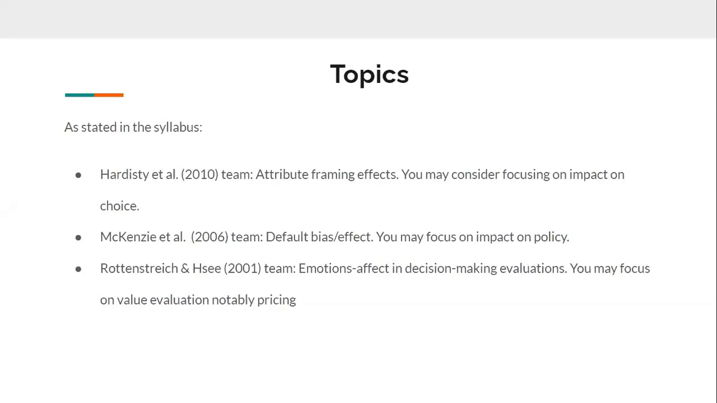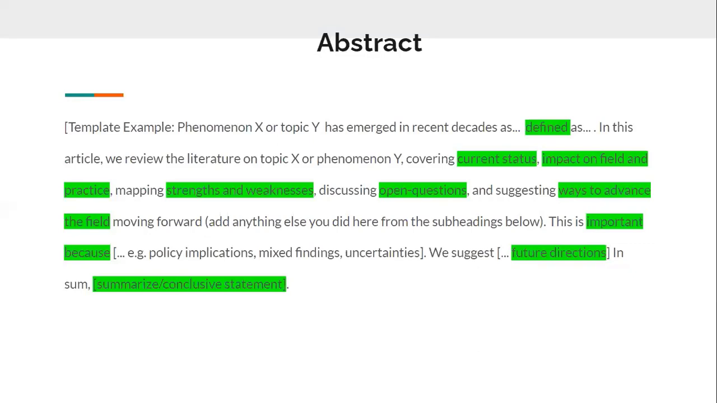This is a template abstract. First you define what the topic is, what the phenomenon is, and you want to cover the current status of this issue, what the impact on the field is, and suggest ways to advance the field. And why is this important? And then you may consider talking about possible implications: public policy, health policy, environmental policy, mixed findings, uncertainties. What are the future directions? And it's just a summary of what you do in this phenomenon review.